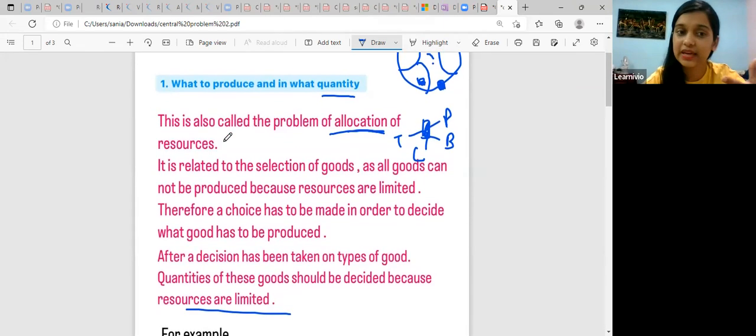So we'll just recap it. Ma'am, this is also called the problem of allocation of resources. First, you have to learn this exactly. Now, why do you have to locate resources? Why do you have to choose the resources? So it is related to selection of goods. As all goods cannot be produced because resources are limited, therefore a choice has to be made in order to decide what good has to be produced. After a decision has been taken on types of good, quantities of these goods should be decided, like the number of goods, because resources are limited. Clear?